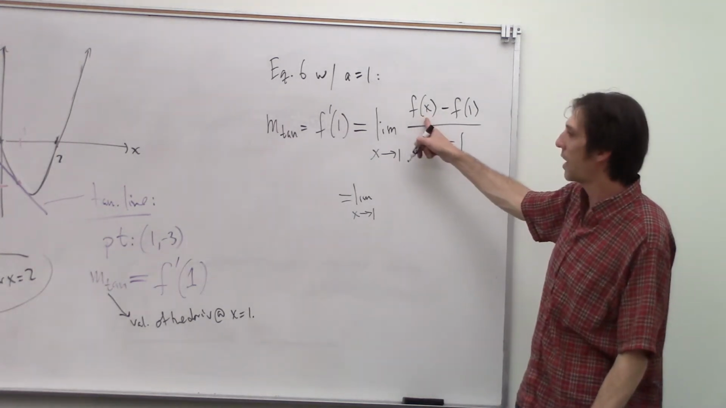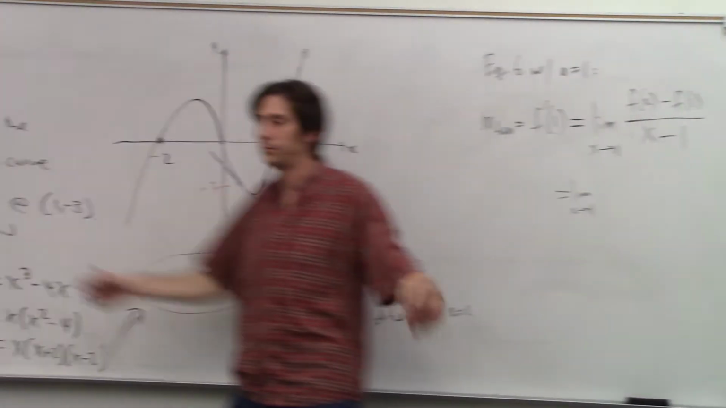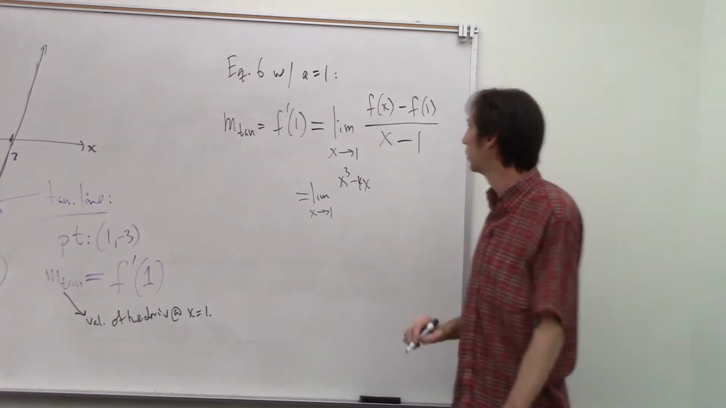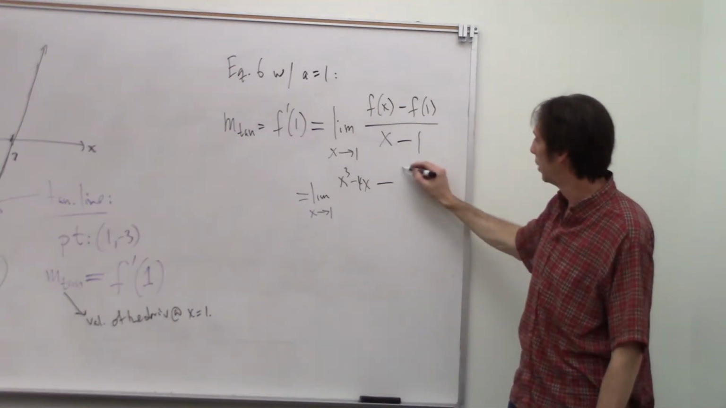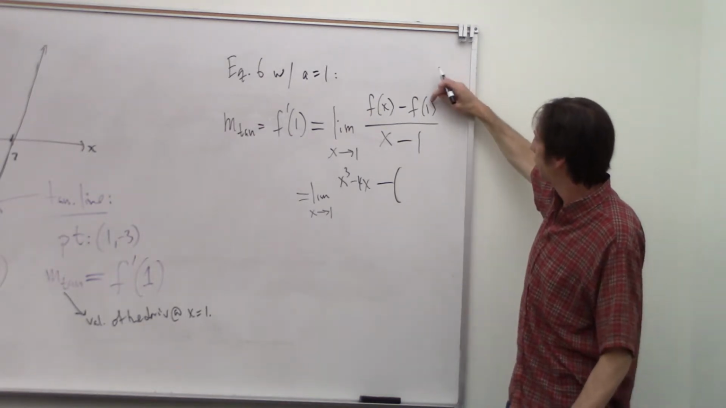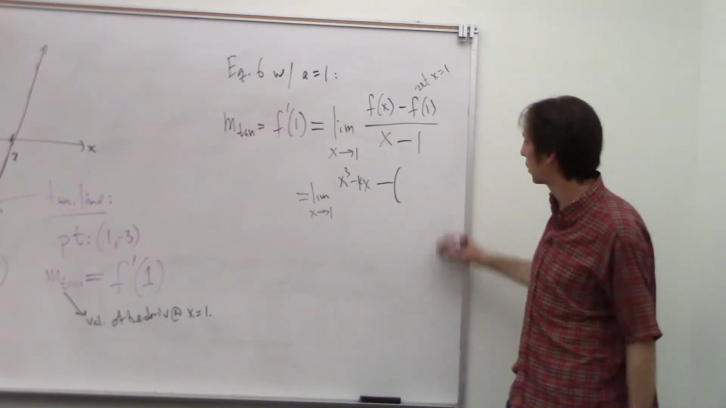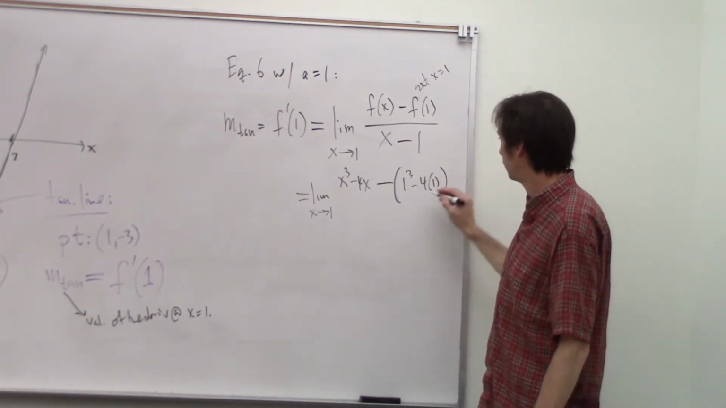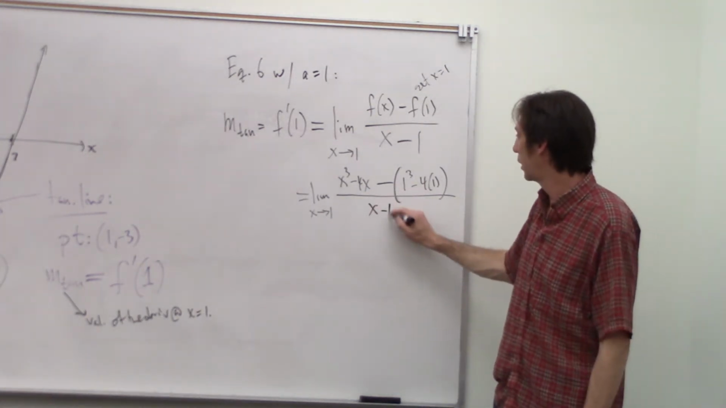All right, so what's f of x? f of x is just the formula for the function, and in this case, it's x cubed minus 4x. And then I have to subtract another value of the function in the numerator. So in parentheses, to get f of 1, I should set x equal to 1 in my formula. When you do that, you get 1 cubed minus 4 times 1. All of this is divided by x minus 1.